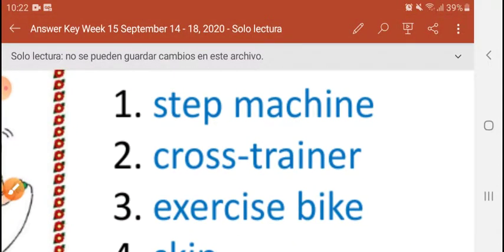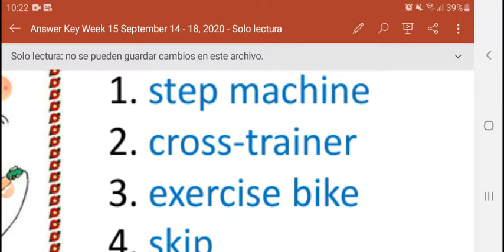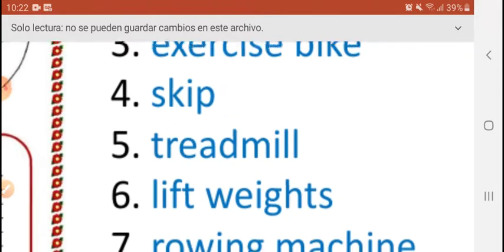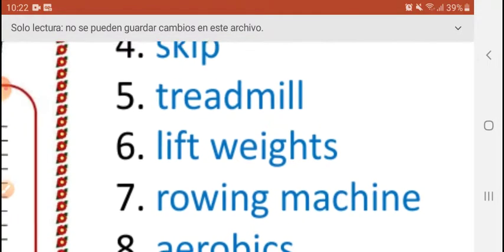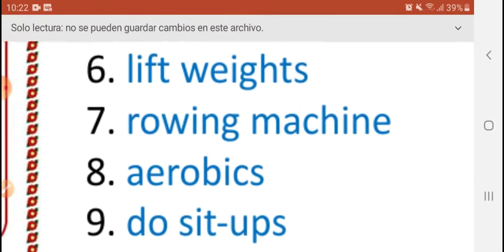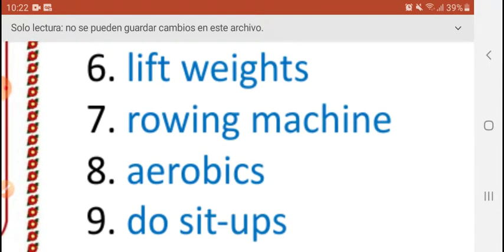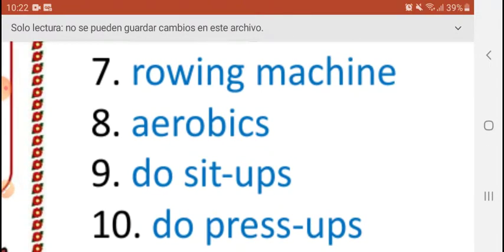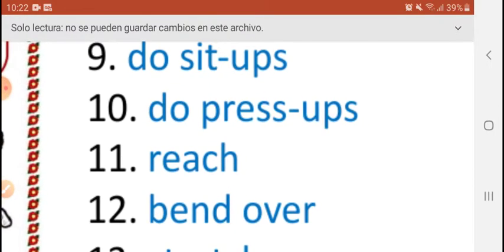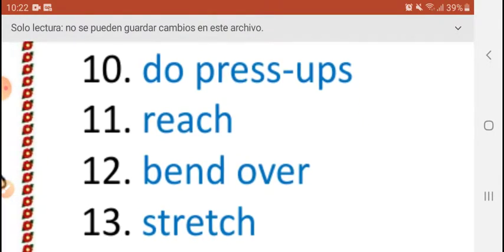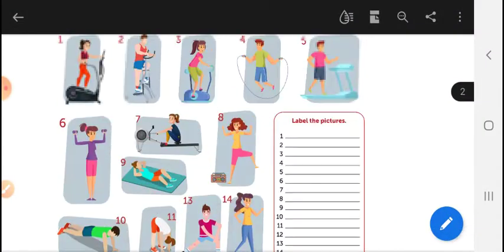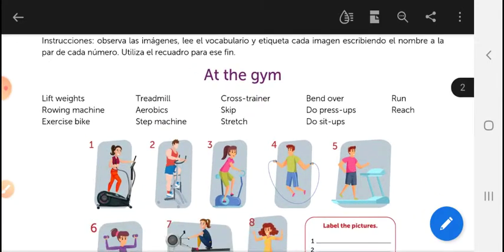Step machine, cross trainer, exercise bike, skip, treadmill, lift weights, rowing machine, aerobics, do sit-ups, do press-ups, reach, bend over, stretch, run. Okay, so that's the vocabulary that you see here in the activation part. Now you label it.